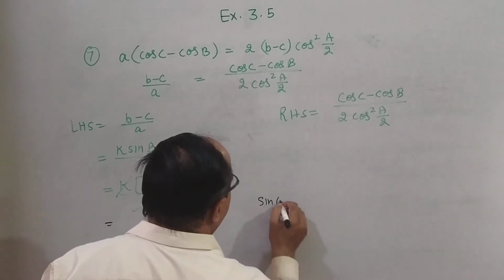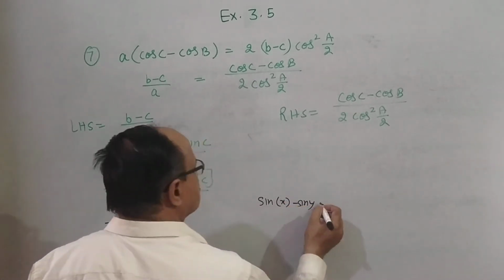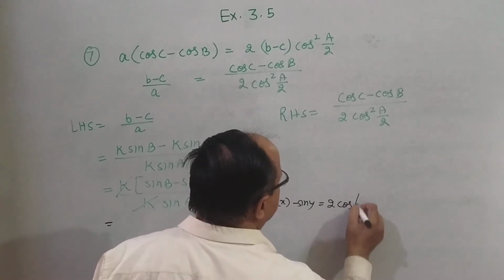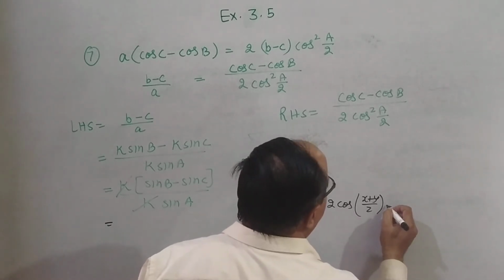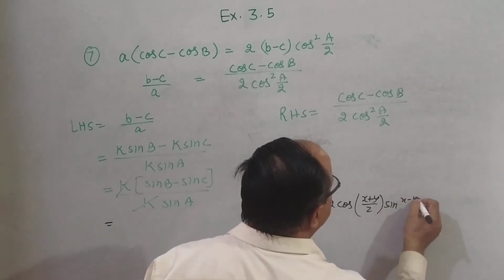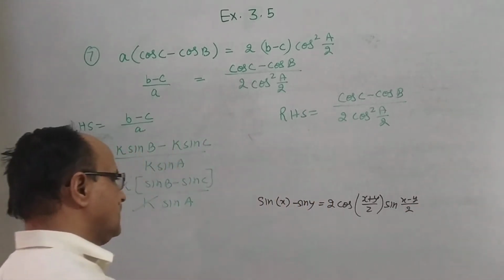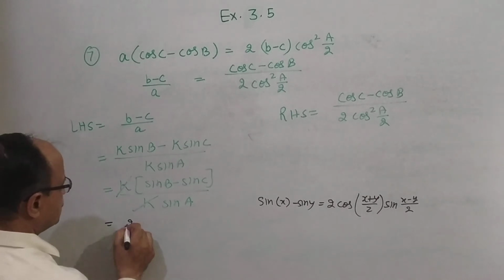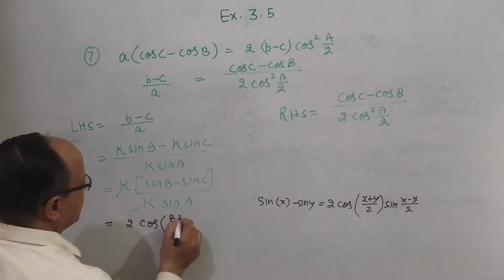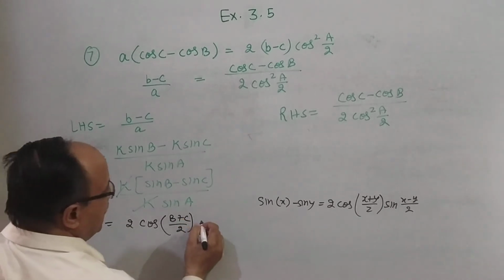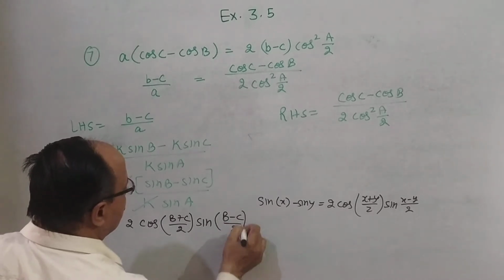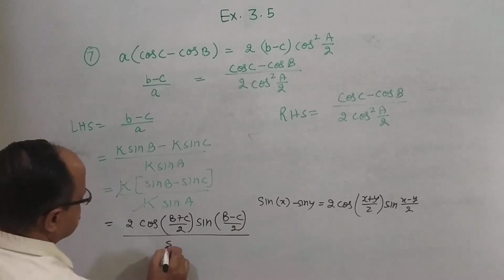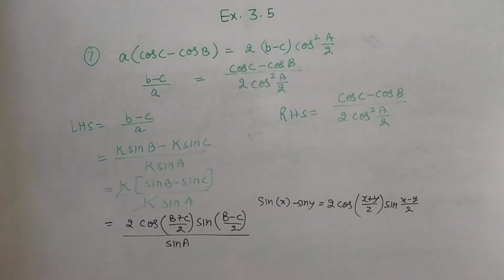Sin X minus sin Y. This is the formula: 2 cos of (X plus Y) by 2 and sin of (X minus Y) by 2. Correct? Apply this formula here: 2 cos (B plus C) by 2 and sin (B minus C) by 2, divided by sin A here. Clear?